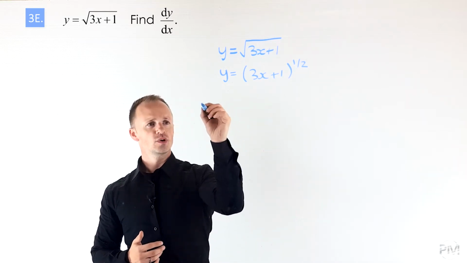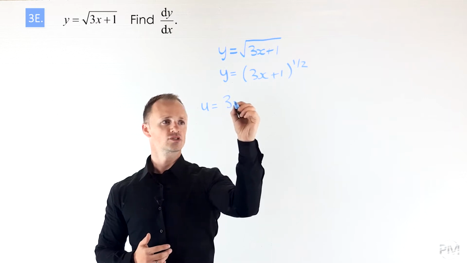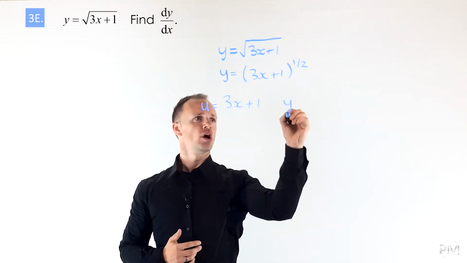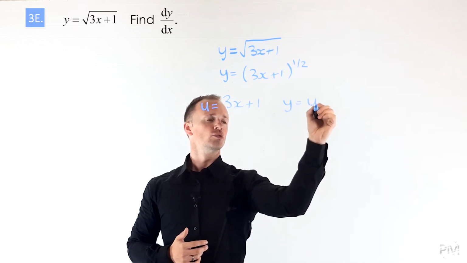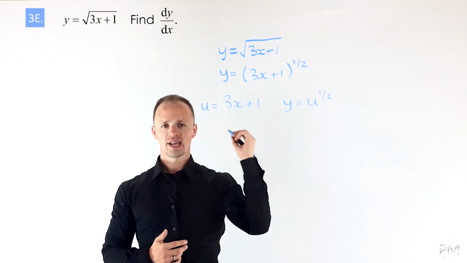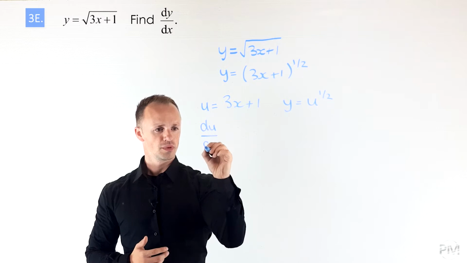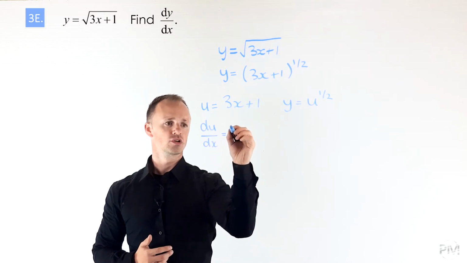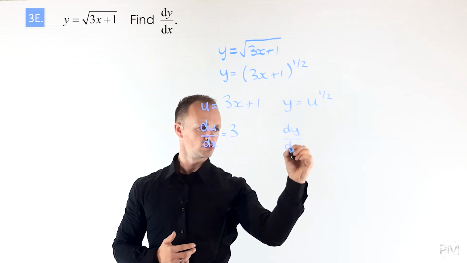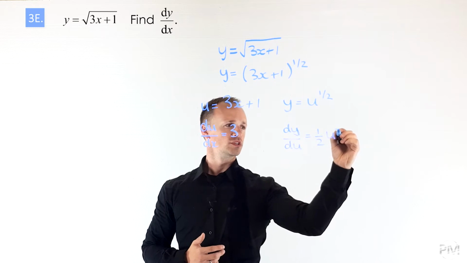So we're going to get u equal the inner function, which will be this bracket here. So 3x plus 1. That means that y is going to equal u to the power 1/2. Next, we're going to differentiate both of these. du by dx is going to give us 3, and dy by du is going to give us 1/2 u to the negative 1/2.